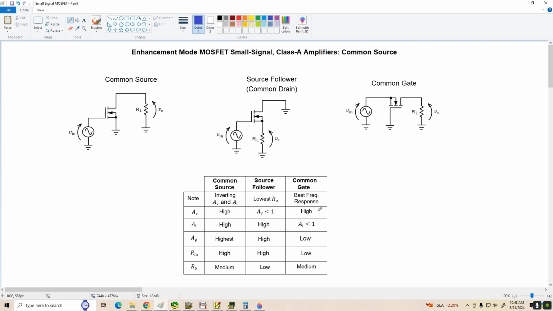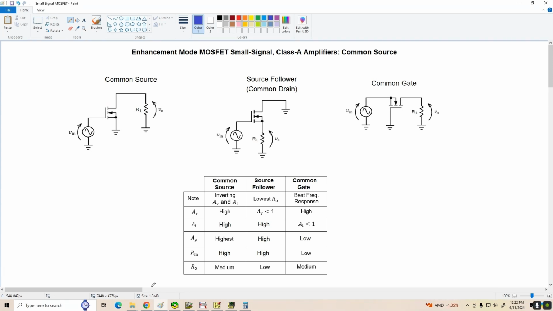It's going to have relatively high voltage gain equivalent to the common source amplifier. Its current gain is always less than 1. Its power gain is relatively low. It's going to be less than the voltage gain of the amplifier. It's going to have low input resistance and a moderate output resistance.